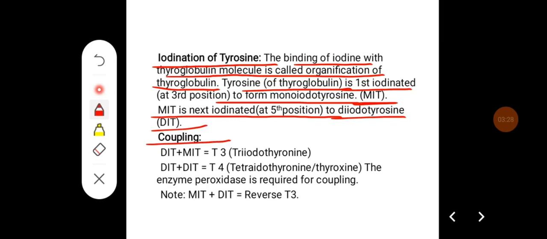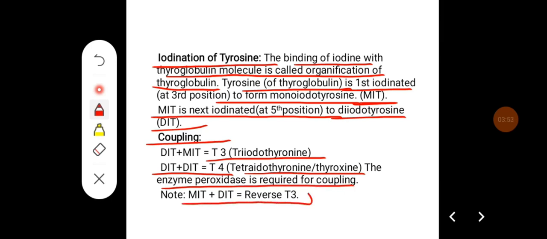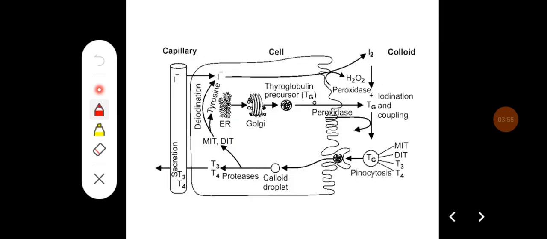Then the coupling reaction occurs where DIT combines with MIT to form triiodothyronine, that is T3, and two diiodotyrosines combine or couple to form tetraiodothyronine, or T4, or thyroxine. The enzyme peroxidase is required for the coupling reaction. Note that MIT and DIT can also lead to reverse T3. So these are the steps of formation of thyroid hormones.